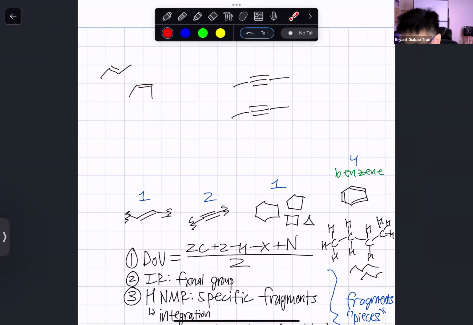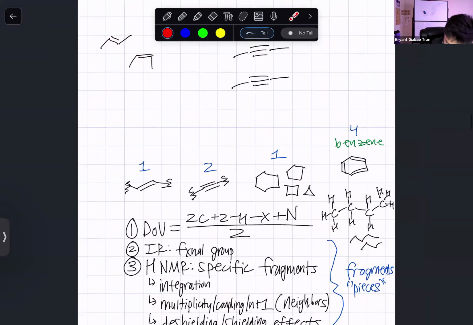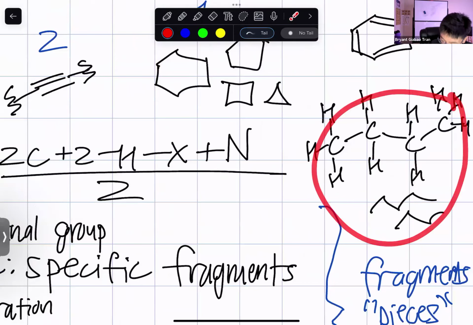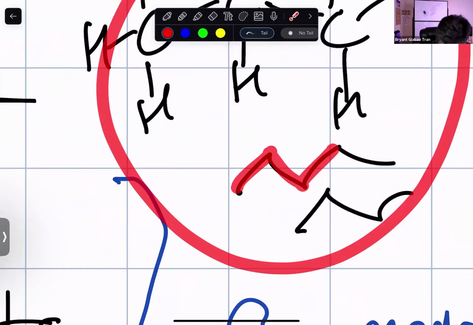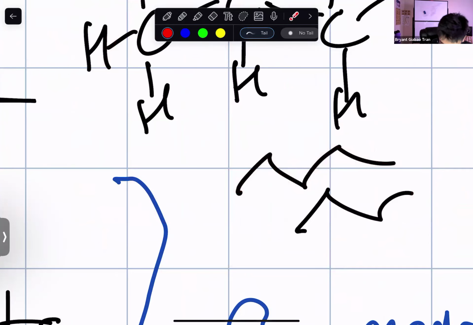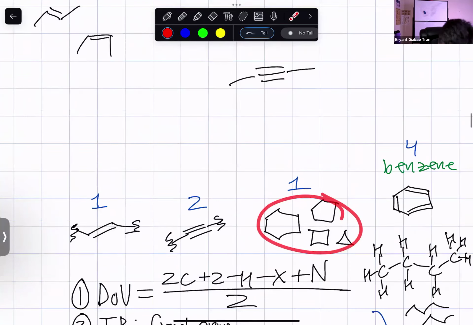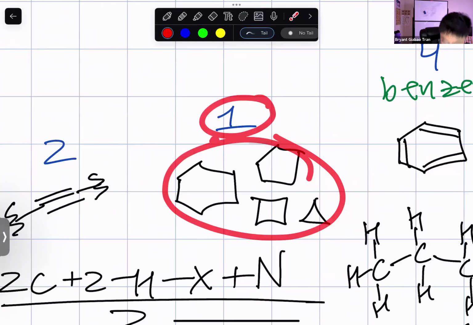Oh, what is alkane? DOU is what I meant. Alkane DOU would be 0. Any alkane here with no double bond, no triple bond, no ring, no cycloalkane, then the DOU would be 0, right? Because this is saturated. There's no unsaturation. There's no double bond. There's no ring. But a cycloalkane, like these here, cycloalkanes, they have a DOU of 1.